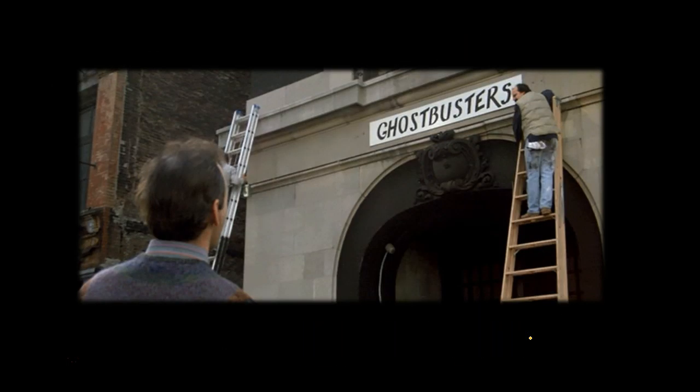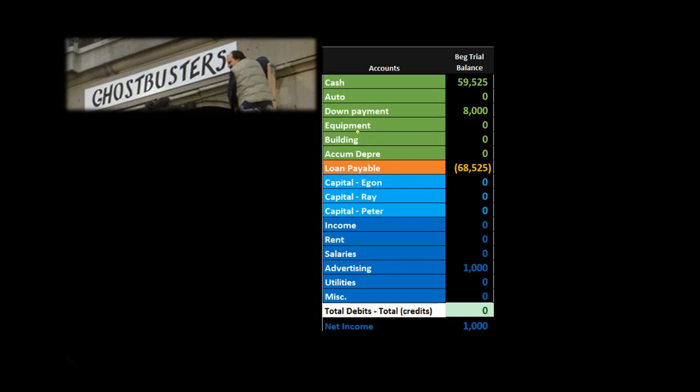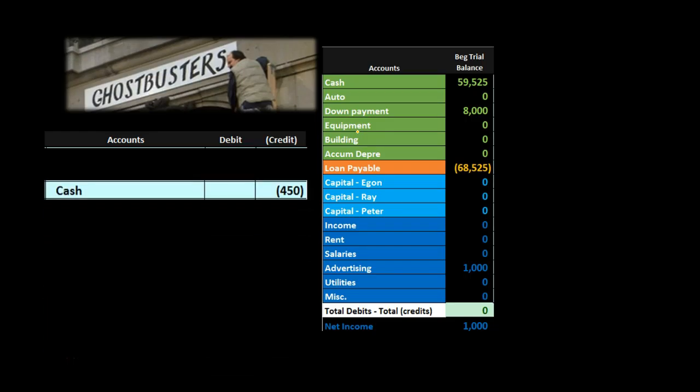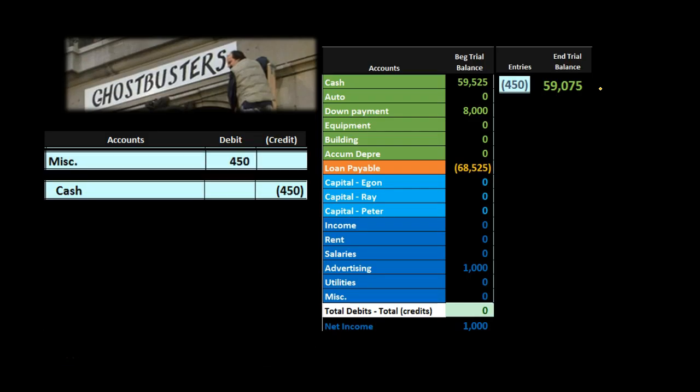Then the next thing that happens is they're going to purchase a sign to put on their building. So they have this new sign. We're going to say that that sign costs $450. It wasn't clear in the movie, but I'm going to say $450 for the sign. So the cash is then going to go down by the $450 here. And I'm going to put the sign on the books at miscellaneous expense. Down here, way down here in the bottom.